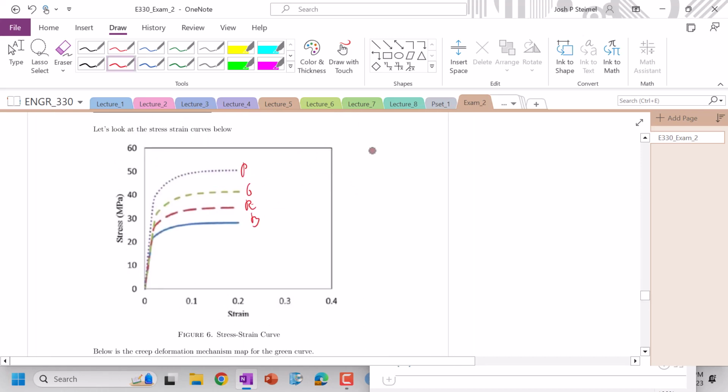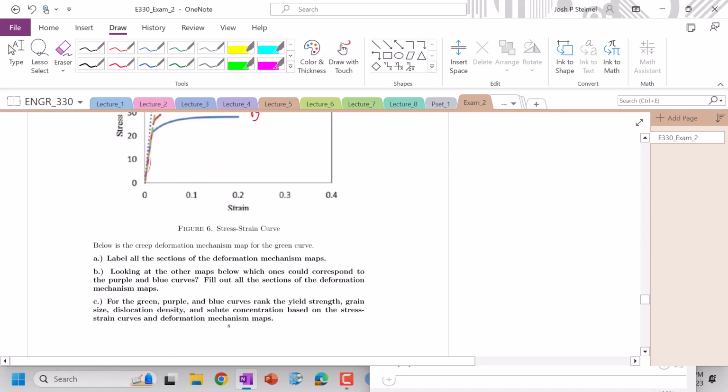So we can tell from here that our yield strength of purple is greater than the yield strength of green, which is greater than our yield strength of red, which is greater than our yield strength of blue. Additionally, you see that these pretty much could have all the same slopes. But let's take a peek.